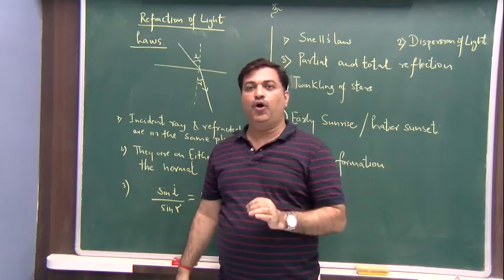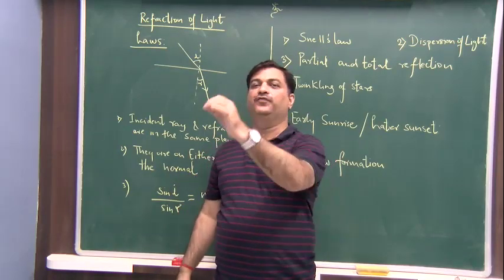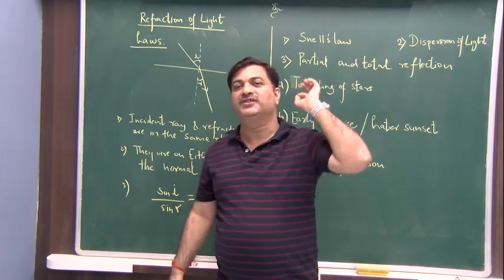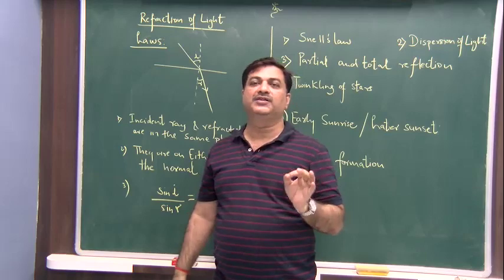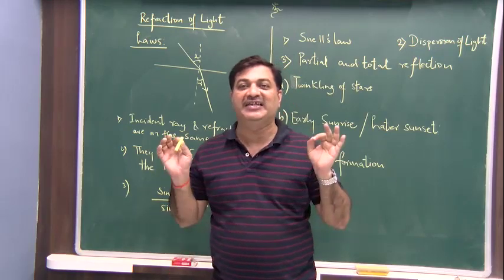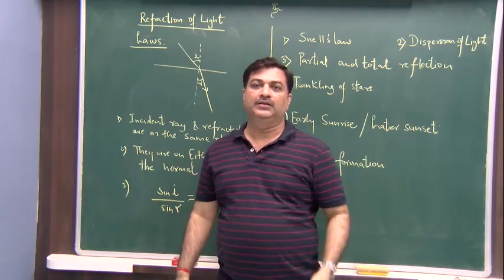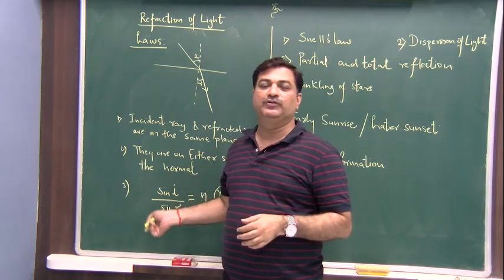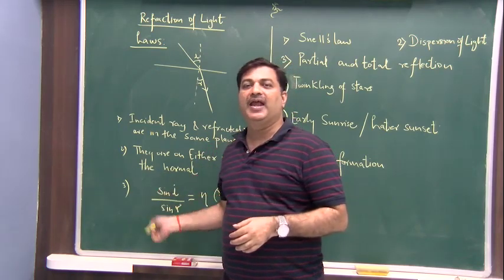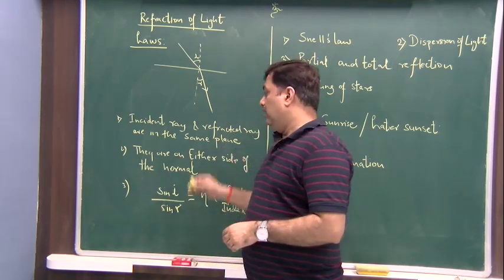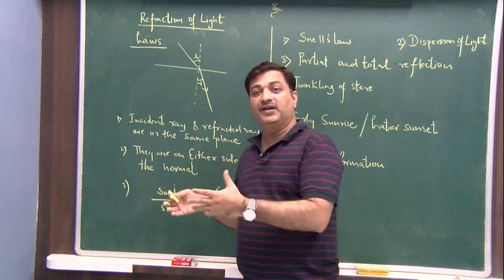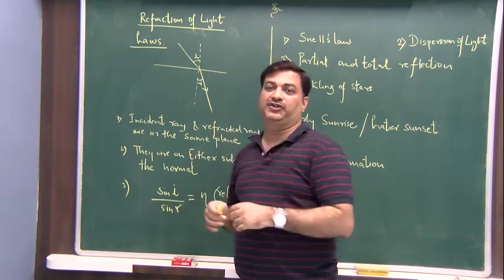The ratio of the sine of the angle of incidence to the sine of the angle of refraction is always a constant, and that constant is called refractive index. This is also called Snell's law. So Snell's law is sin i upon sin r is equal to n. After these laws of refraction, now we go to the phenomena which are associated with refraction of light.